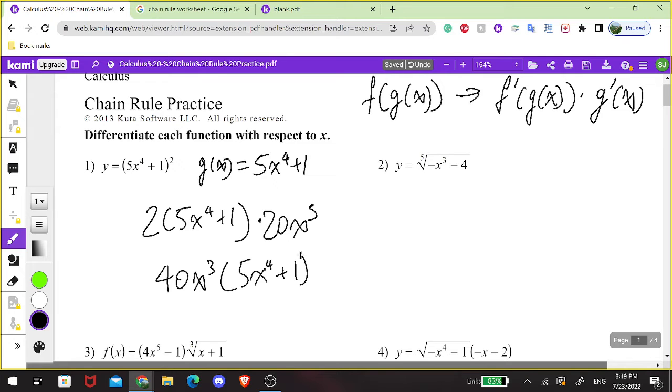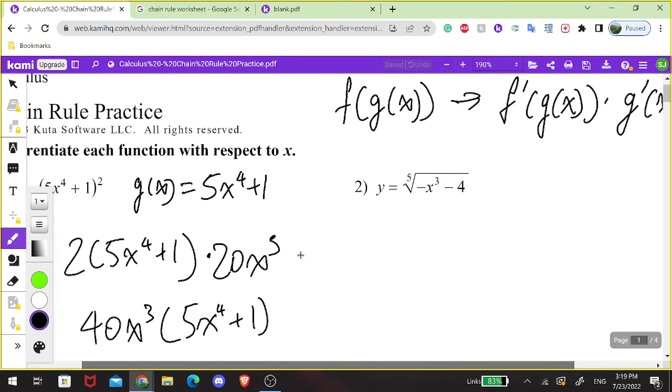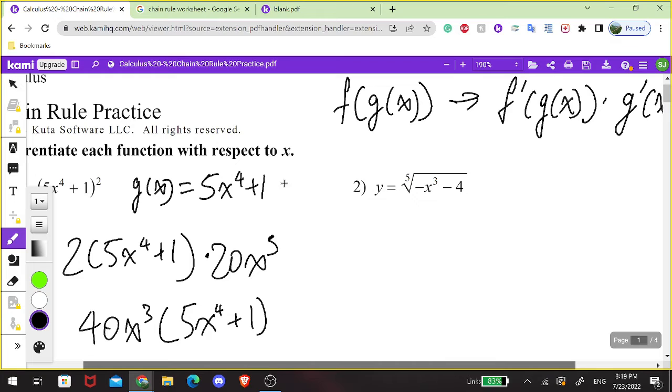Okay, one thing that you need to know is that when you're taking the derivative of, let's say, this, 5x^4 + 1, when you have two terms, you can take the derivative of each term separately. So you can take the derivative of this plus the derivative of that, and you add them. I think I might have forgotten to explain that in the previous video.